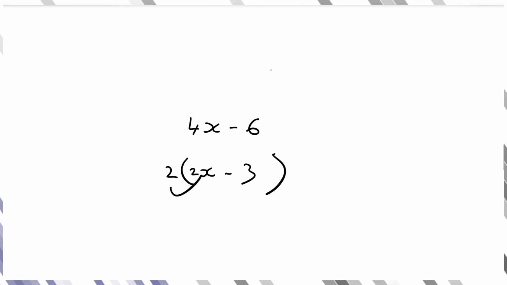To check it, we could multiply out the brackets. 2 times 2x is 4x. 2 times minus 3 is minus 6.